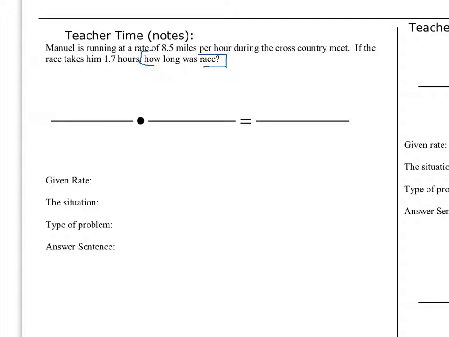Answer sentence, please. Jalen. The race was blank miles. Perfect. Blank miles. So he's kind of using the information that we saw in the last problem, and he's thinking about this. He says, I already know how many hours long the race took. Now I need to know how many miles it took. All right. So when we look at that how long, sometimes we got to think carefully about how long and what it means.